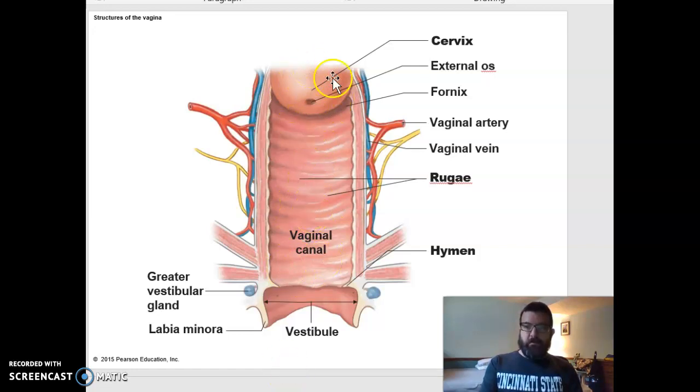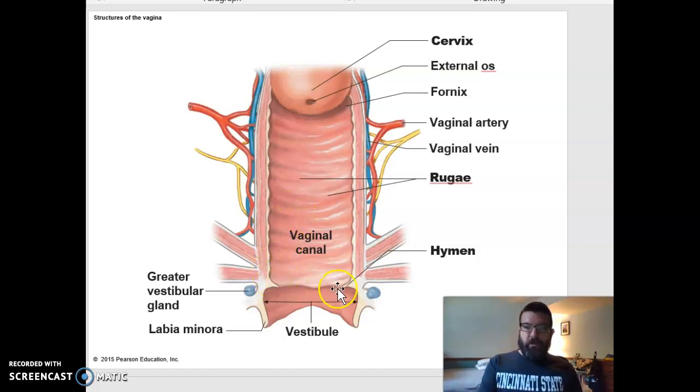You can see the bottom of the uterus here, the cervix, and the external os here. These gaps around the outside of the cervix are called the fornix. And you can see these folds, or rugae, here in the vaginal canal that allow it to stretch, which is going to be especially important during labor.